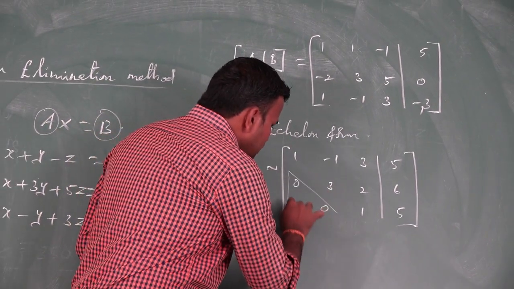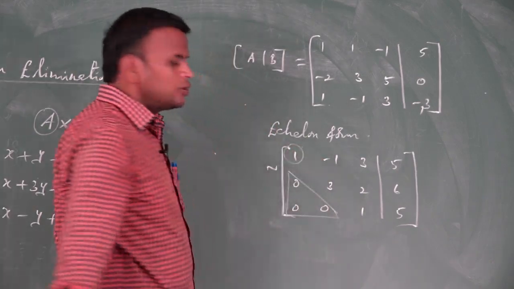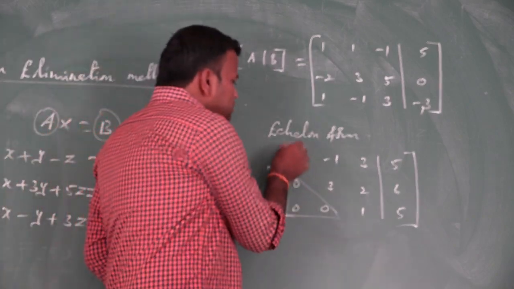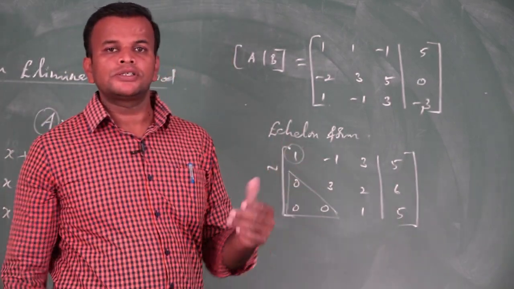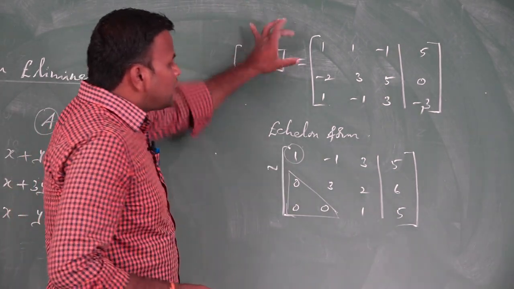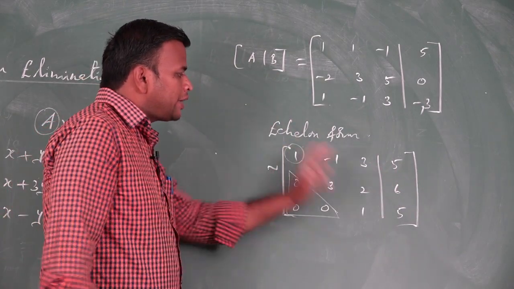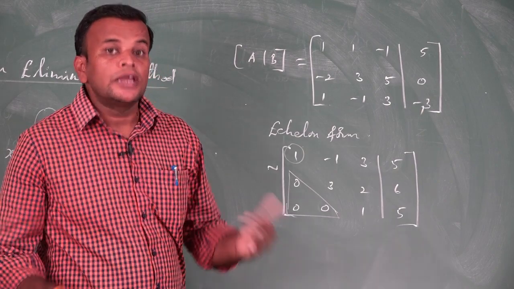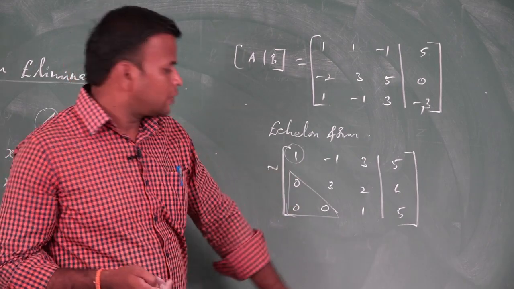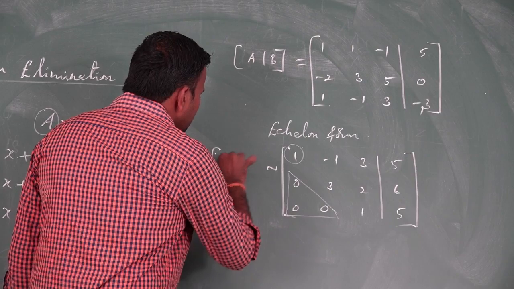In the triangular shape, the elements below become 0, and the first one is non-zero. In this method, the first row, first column element should be 1 because the simplification is easier. So this A by B is now in echelon form. Suppose the echelon form of the matrix is this one. The next step is to convert the matrix form back into equations. How to convert? It is the value of A by B.